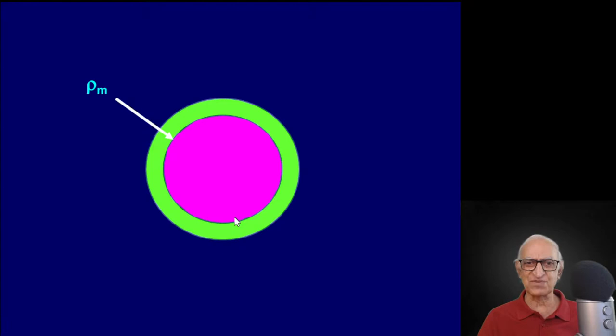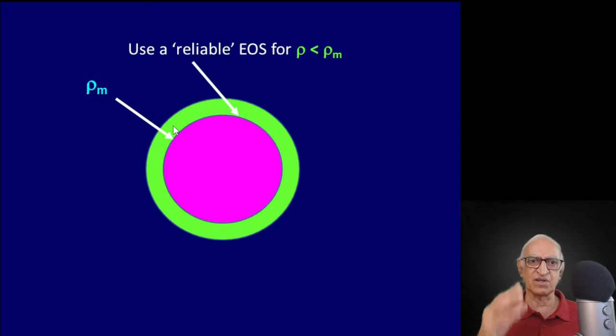But to make this figure easier for you to visualize, I made this magenta region very, very large. So up to this density, rho m, in the green region, I have a very reliable equation of state, because I can believe in the physics, because the input comes from sound experimental data. But over here, I do not have sound experimental data.